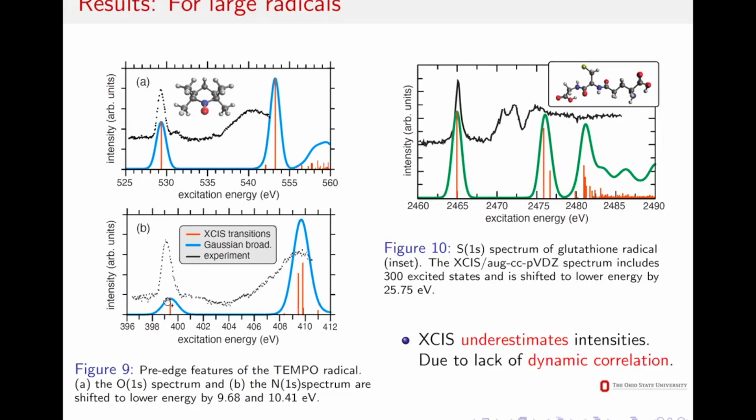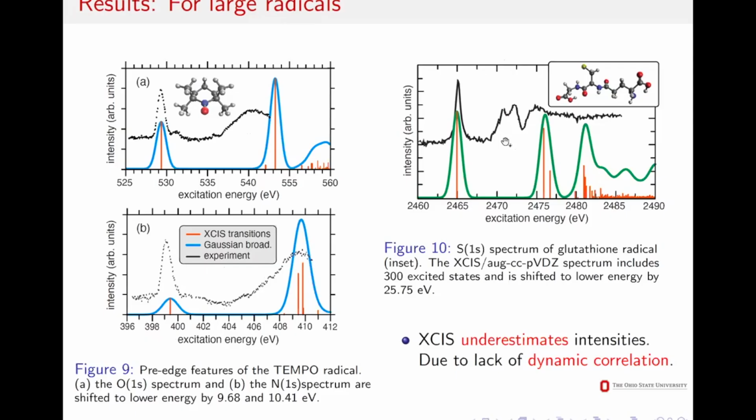Also, this is the nitrogen 1s spectrum. This is also matching with the experiment. The only thing is, if you look carefully at the nitrogen 1s spectrum, the pre-edge features' intensity is much bigger, much greater with respect to the K-edge features. But in XCIS, we're getting something different. The pre-edge feature intensities are lower with respect to the main edge features. What we found is that we are getting this because of the lack of dynamic correlation. In every case, and also for some of the small radicals, XCIS underestimates these intensities due to the lack of dynamic correlation.